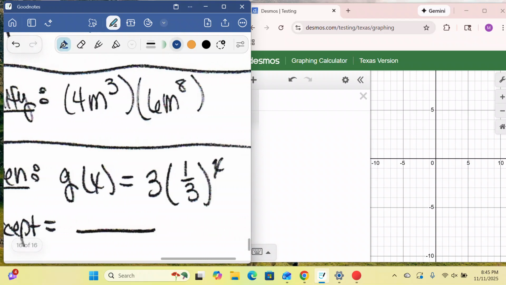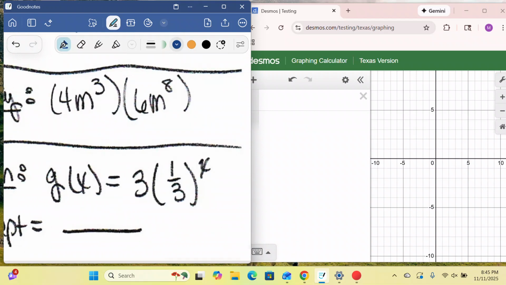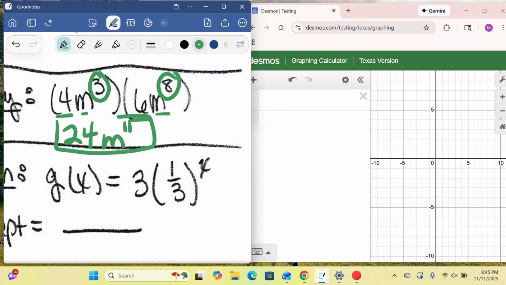If you want to try number 14, go ahead and try that one by yourselves. Pause it and then let's see if we got the same answer. But again, you're going to multiply 6 times 4. 6 times 4 is 24. You have the same base, so you're going to keep the same base and add the exponents. 3 plus 8 gives me an 11. So that is my answer, 24m to the 11th.